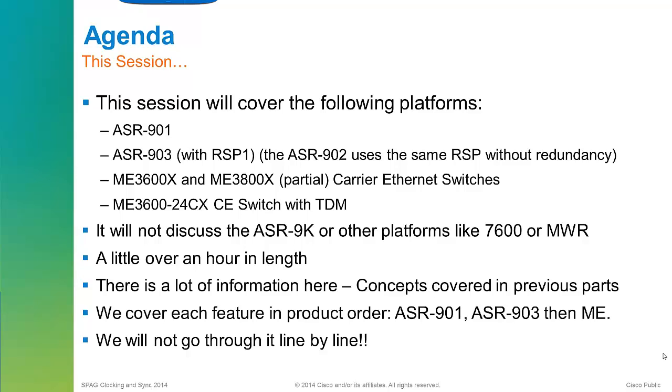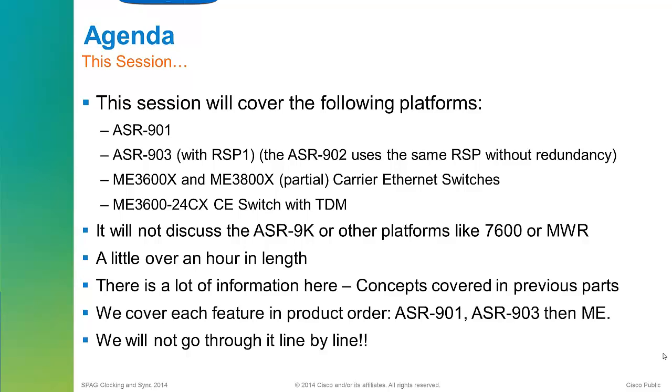And the way the structure is, for each feature I go through each product in order. So I've introduced the feature, then I have the ASR 901, then the ASR 903, then the ME series. So just be aware when you go to a feature, the first slide is probably talking about the 901 and the last one is about the ME series. So pick your feature, pick your platform, and you should be good to go.